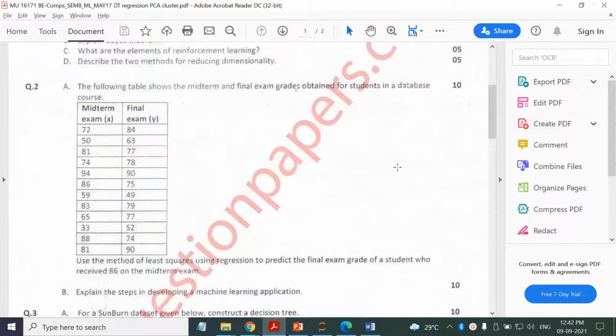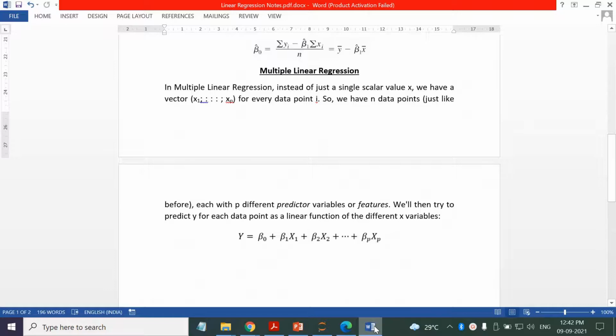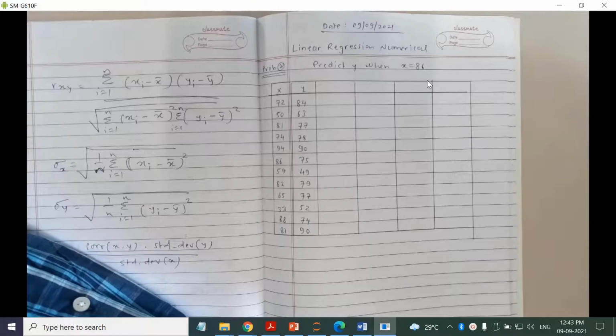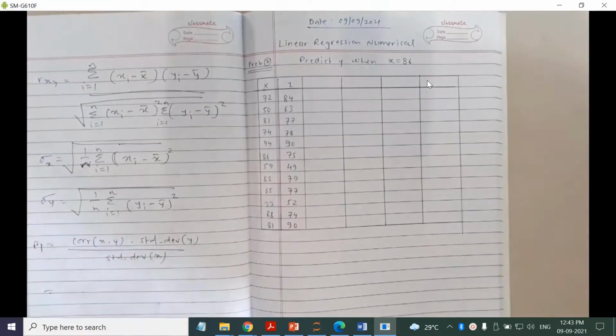It is asked for 10 marks. So we will require around 10 to 15 minutes to solve this problem. Okay, so let us solve this problem. I have written a problem here.